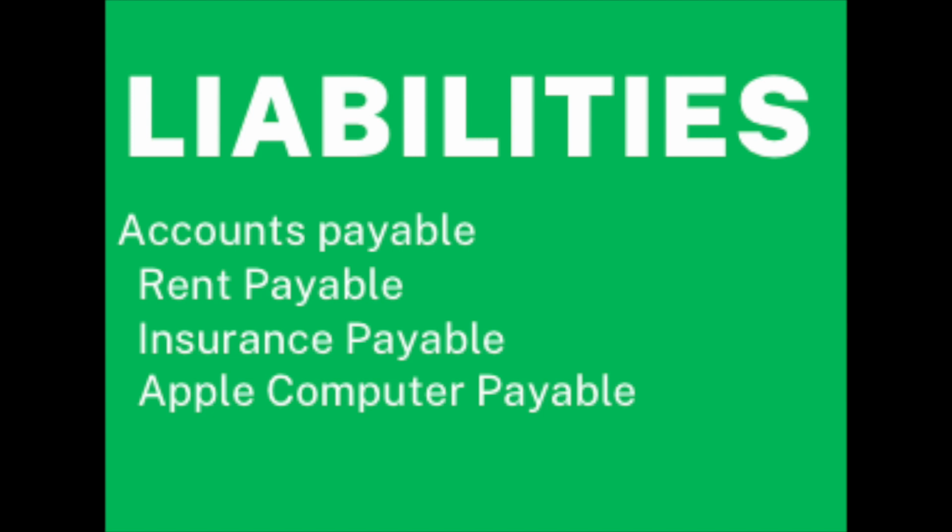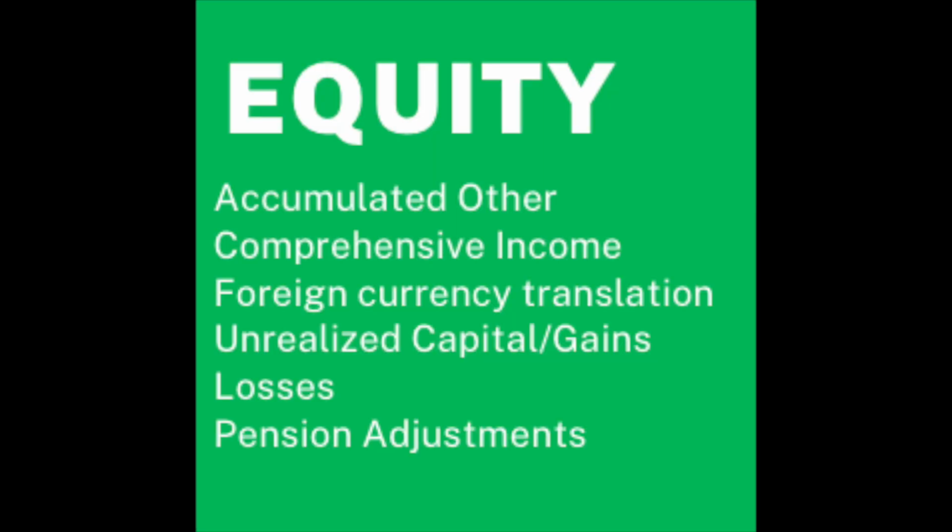Liabilities for accounts payable, a few accounts that roll up, maybe rent payable, insurance payable, Apple computer payable. And for accumulated other comprehensive income, what granular details make up that account is foreign currency translation, unrealized capital gains and losses, and pension adjustments. And these are just a few examples that we're going over.